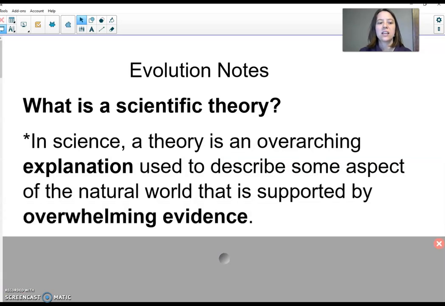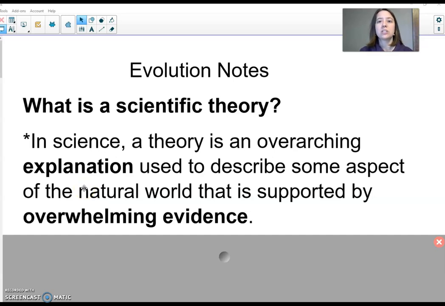Okay, so please write this down. In science, a theory is an overarching explanation used to describe some aspect of the natural world that is supported by overwhelming evidence. So let's break this apart a little bit. Overarching means that it explains quite a few things, and it always is an explanation. So a theory isn't a guess, it's not a hypothesis, it's not a hunch. Those are all things that it is used to describe in everyday life, but not in science.